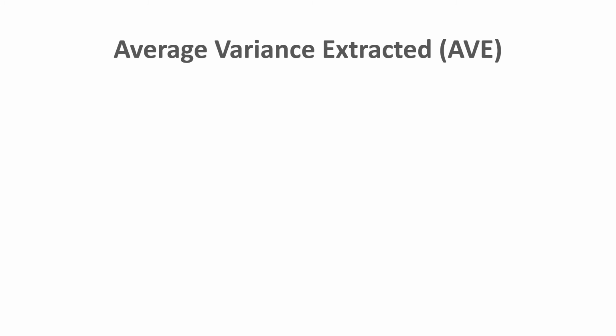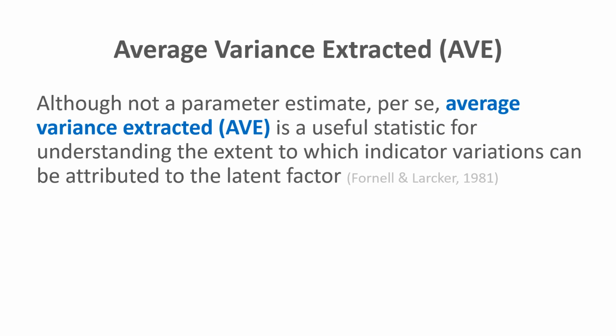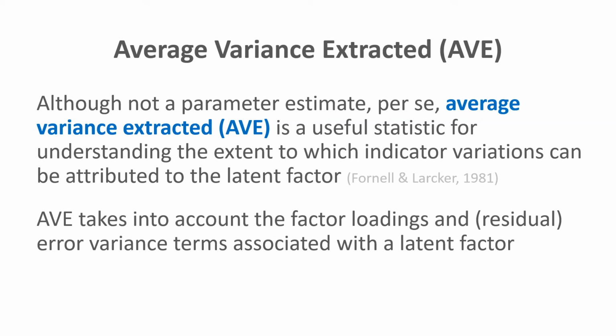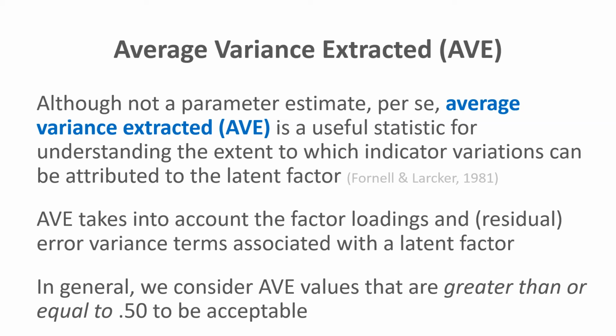Now, let's shift gears a bit and talk about average variance extracted, or AVE, as well as composite reliability. Although not a parameter estimate per se, average variance extracted, or AVE, is a useful statistic for understanding the extent to which indicator variations can be attributed to the latent factor. So AVE takes into account the factor loadings and the residual error variance terms associated with a latent factor when it's computed. So in general, we consider AVE values that are greater than or equal to 0.50 to be acceptable.